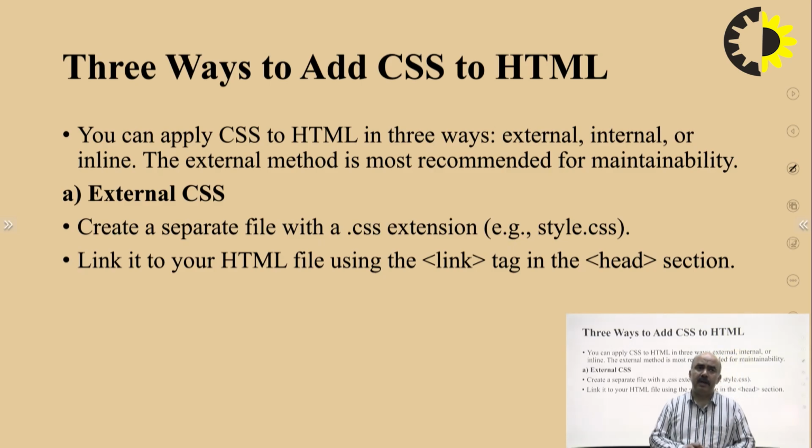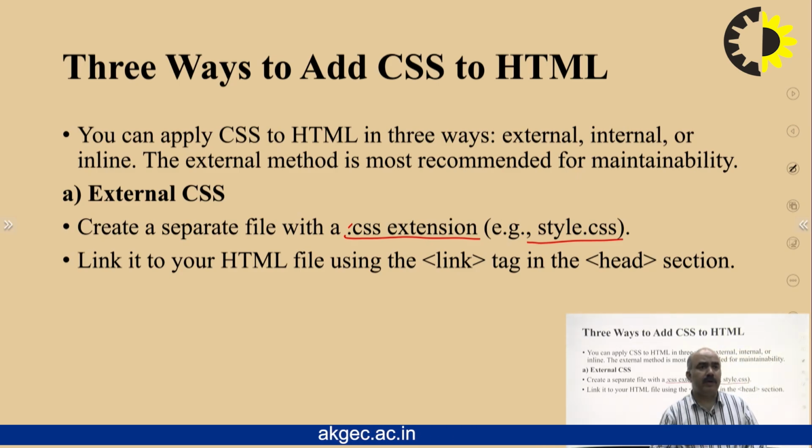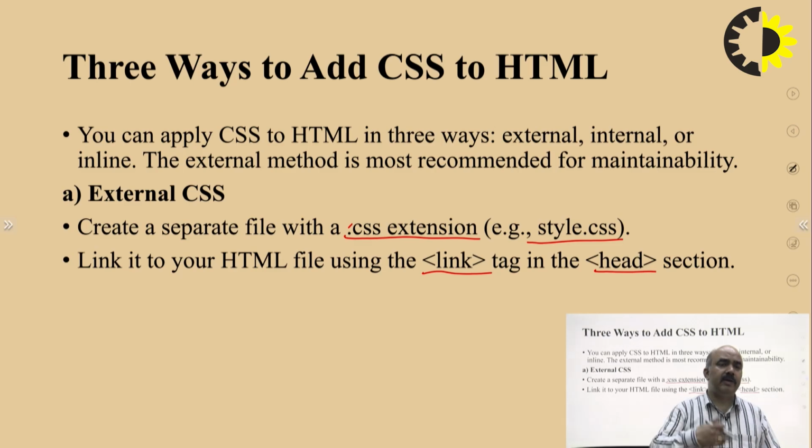Coming to external CSS, we have to create a separate file with a .css extension. Let's say you have created a CSS file that is style.css. Now we have to link it in your HTML file with the help of the link tag in the head section. Then you use the href in order to call it. So let's take an example. First we create an HTML file, then the CSS file, then we call it. Let's see how the web page will look.